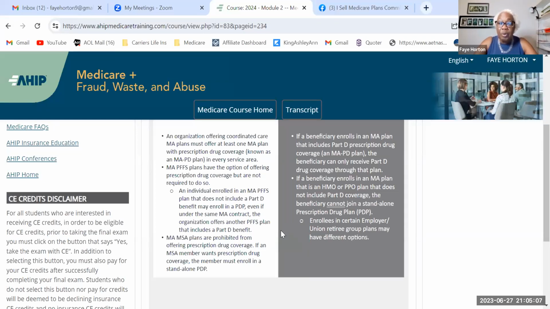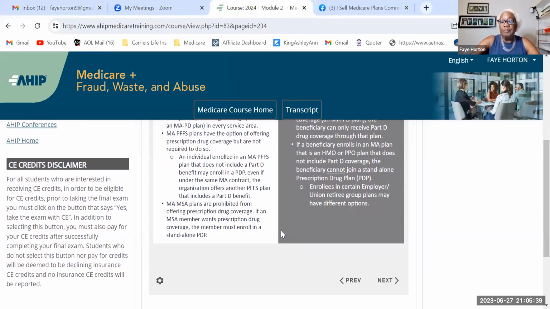So you know the rule. The only Medicare Advantage plan other than the Medicare savings account that an individual can add a standalone Part D plan to is a PFFS, private fee-for-service. Medicare Medical Savings Account plans are prohibited from offering prescription drug coverage. So in that case, the person needs to get a standalone prescription drug plan.